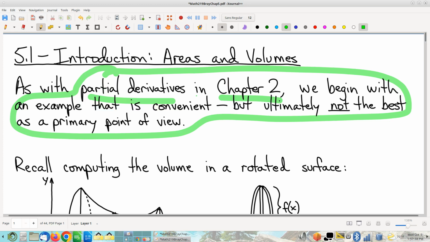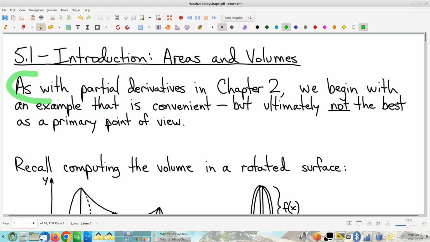So we started with partial derivatives because it was easy, and the book did it that way. Just like that, we're going to do the same thing with integrals. I'm going to start, because the book does, with what I think is a reasonable first step, but ultimately not the best way to think about multivariable integrals. So again, just like with partial derivatives, please don't hang your hat on this. Please don't make this your cornerstone point of view on multivariable integrals. This is not the right point of view.